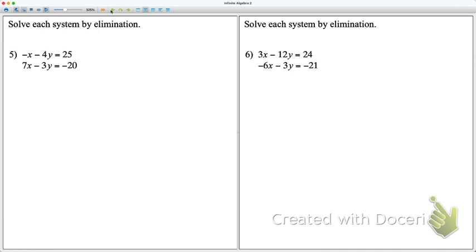Okay, so I've got negative x minus 4y equals 25, and 7x minus 3y equals negative 20. Xander, are you writing down the problem? I'm confused. You're not doing these in your head. Which one are we doing? Number 5.